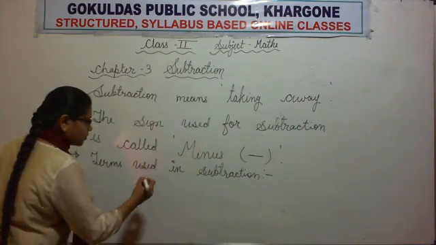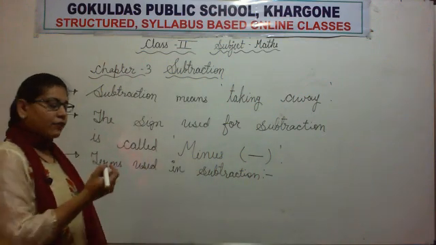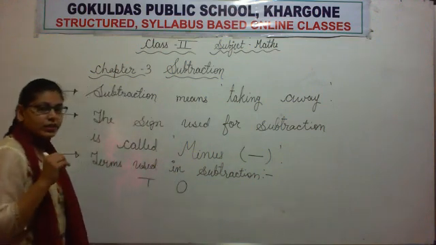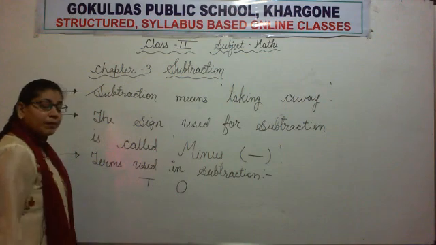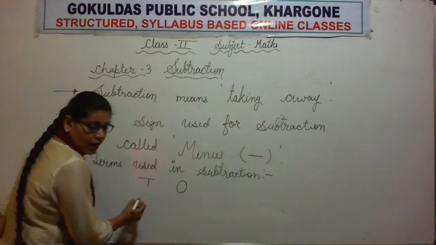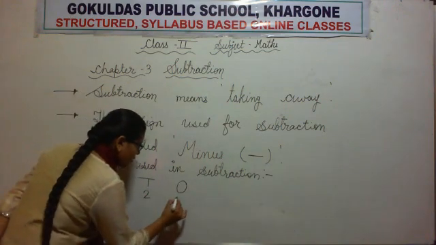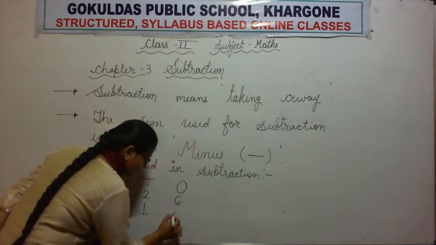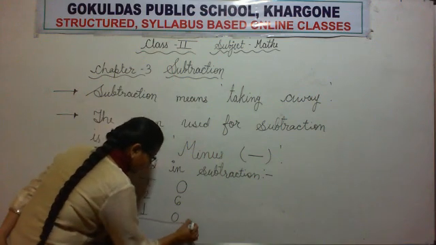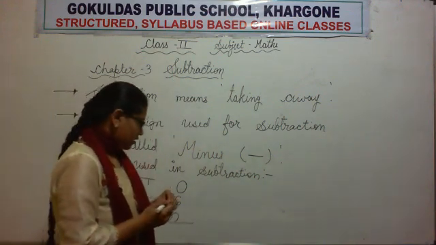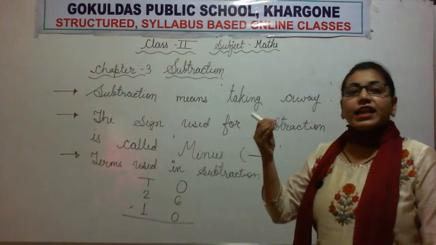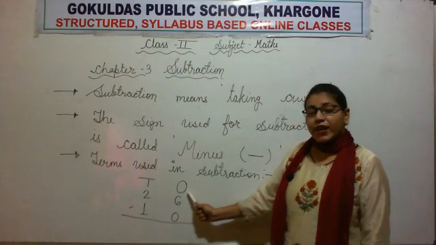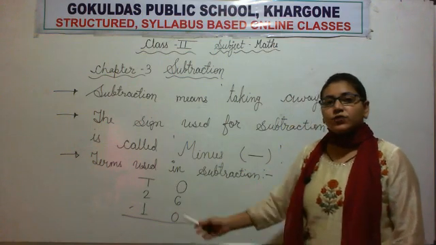So what are the terms? First of all, how will we write? Suppose we are writing 2-digit subtraction, so we will write 2 places for it. Now let's take a number 26 and another number 10. Likewise, like we did in addition, we will do here also. We will subtract ones from ones and tens from tens.